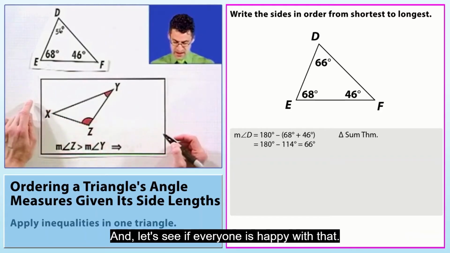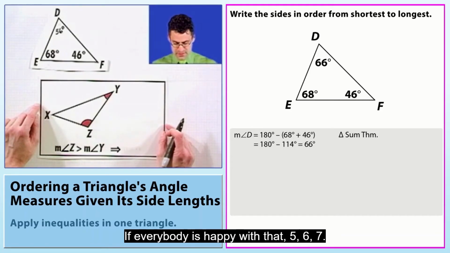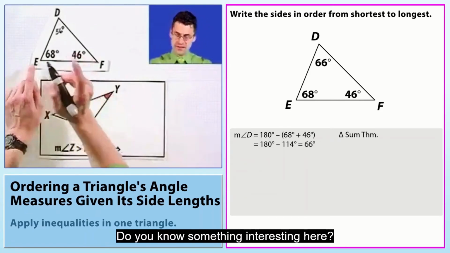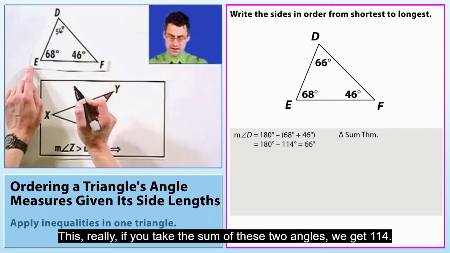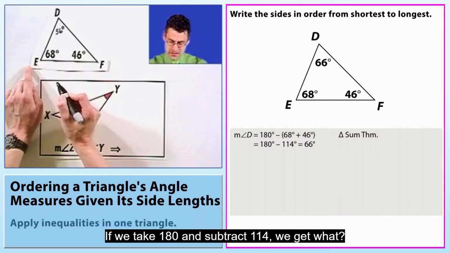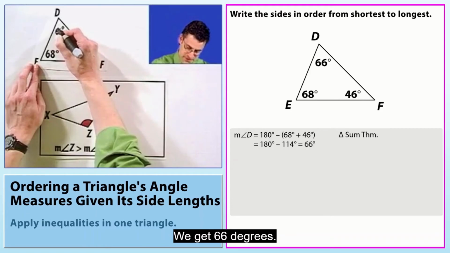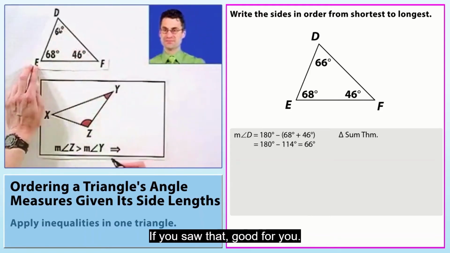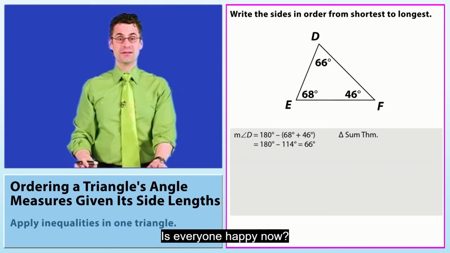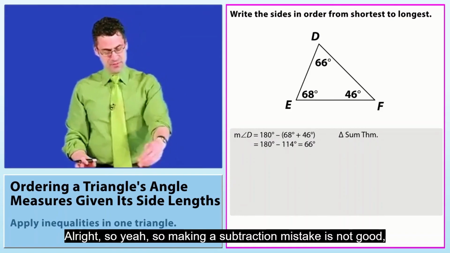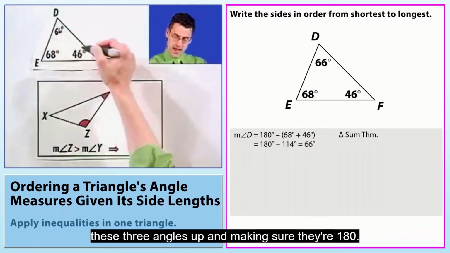And let's see if everyone is happy with that. Actually, let's see. Do you notice something interesting here? If you take the sum of these two angles, we get 114. If we take 180 and subtract 114, we get what? We get 66 degrees. Did you see that? If you saw that, good for you. Excellent. Is everyone happy now? I guess so. All right. So making a subtraction mistake is not good. But you can see how you can check your answer by adding these three angles up and making sure they're 180.